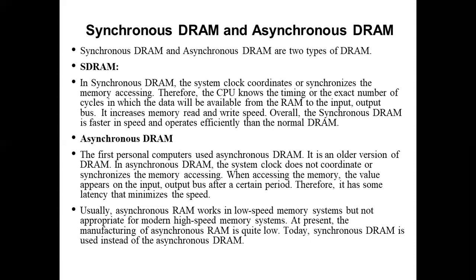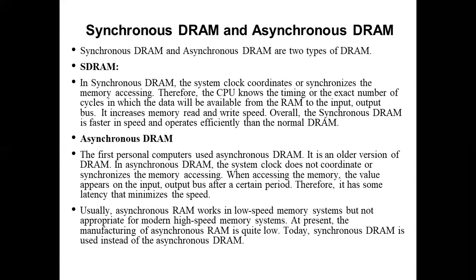Here in the synchronous dynamic random access memory, the system clock coordinates or synchronizes the memory accessing. Therefore, the CPU knows the timing, or the exact number of cycles, in which the data will be available from the RAM to the input output bus. It increases memory read write speed overall. The synchronous dynamic random access memory is faster in speed and operates more efficiently than the normal dynamic random access memory.